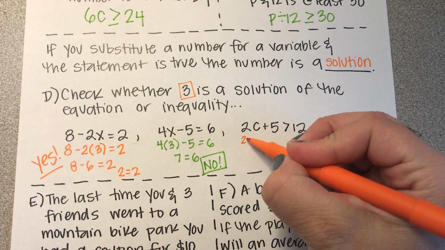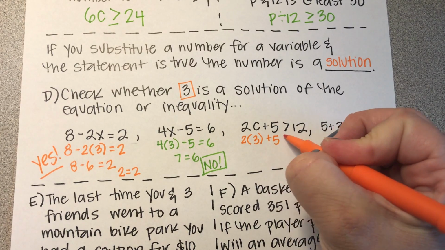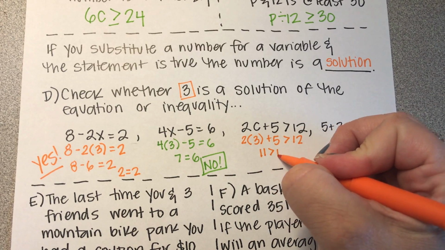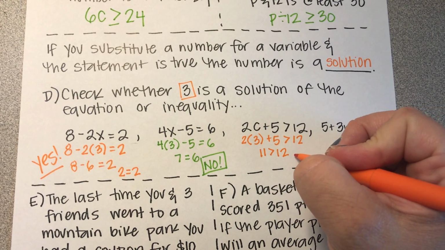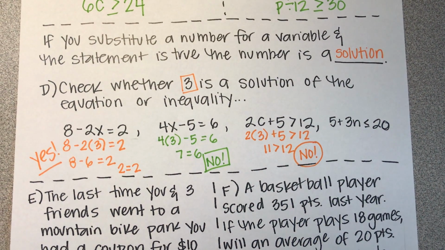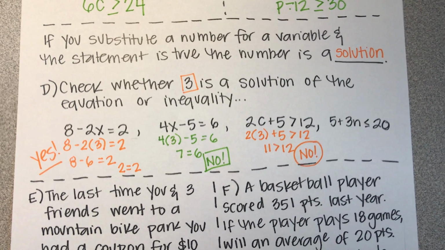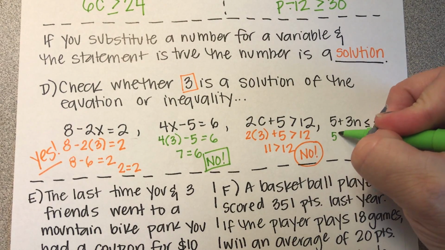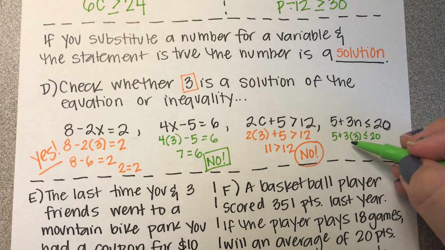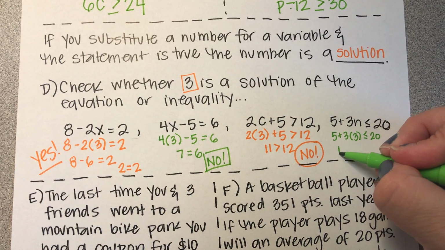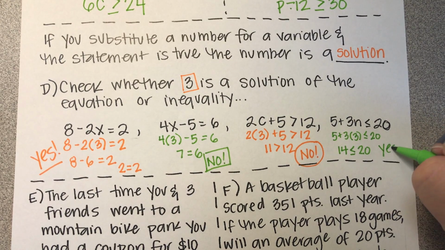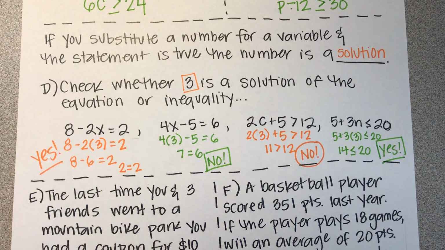On this one, I'm going to plug it in here. 2 times 3 plus 5 is greater than 12. So 2 times 3 is 6. 6 plus 5 is 11. Is 11 greater than 12? No. 11 is not greater than 12. So therefore, it is not a solution. And then this last one, I have 5 plus 3 times 3 is less than or equal to 20. So 3 times 3 is 9. 9 plus 5 is 14. Is 14 less than or equal to 20? Yes. So it's a solution.